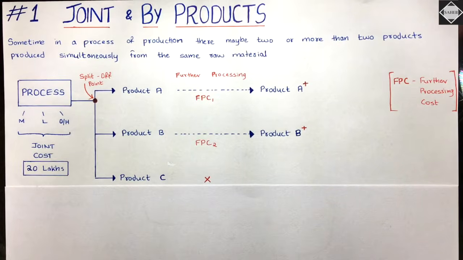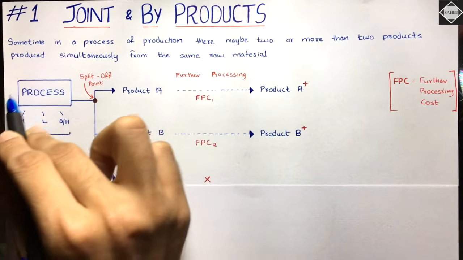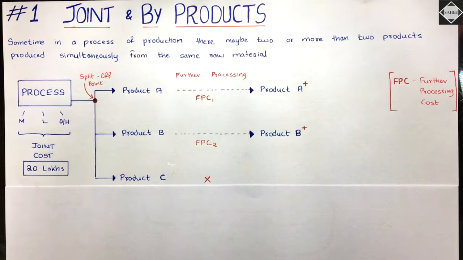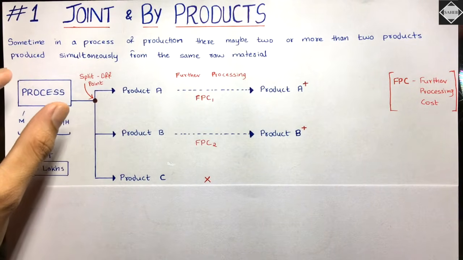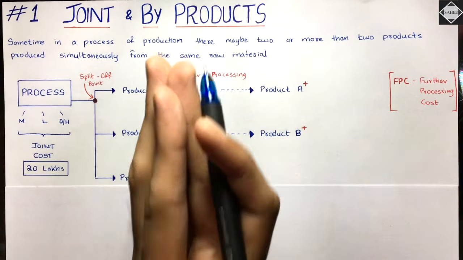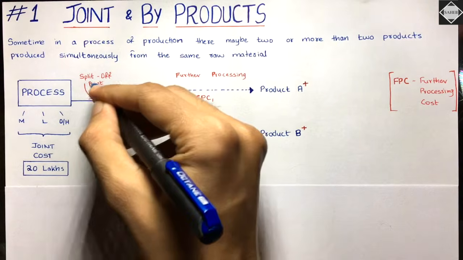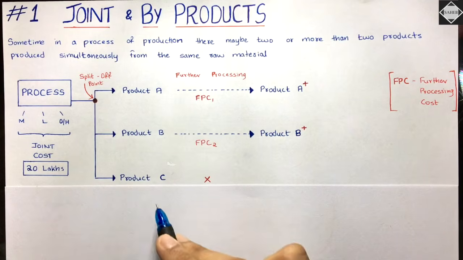Here, see, when you incurred this cost of 20 lakhs, you incurred it jointly in this process commonly, isn't it? You did not see how much cost I have to incur for product A, how much for product B. Yeah, you did not do that. What did you do? You just processed the raw material. You incurred the cost just to process that raw material in this production process. Yeah, you incurred material cost, labor cost, overheads, jointly, all together. And then a split off point came, and you came to know, oh, I have got product A, I have got product B, I have got product C, or even D, E, F, G, whatever it is.